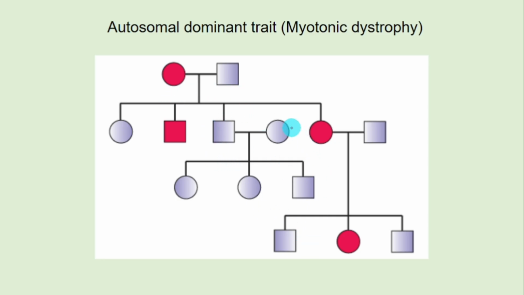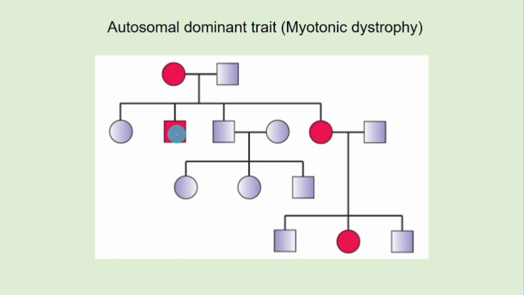So let us first understand the autosomal dominant trait. The disease category given is myotonic dystrophy. So what do you see here? The name is autosomal dominant, so the affected allele is dominant. Even if one copy is present, it will show up as disease. Here we can see a female. This female is affected, and her husband is healthy.